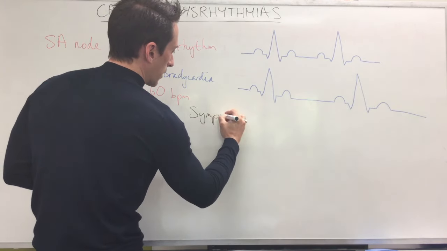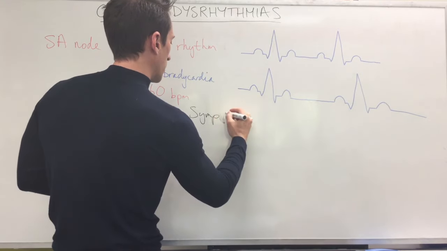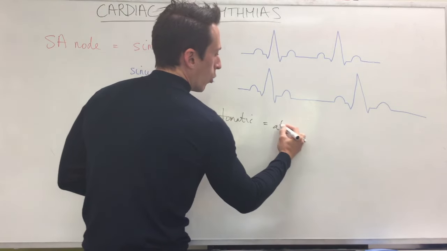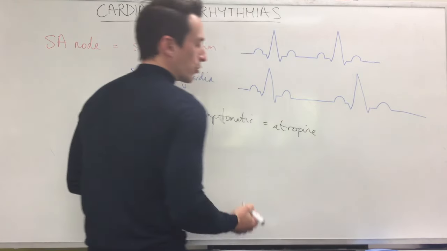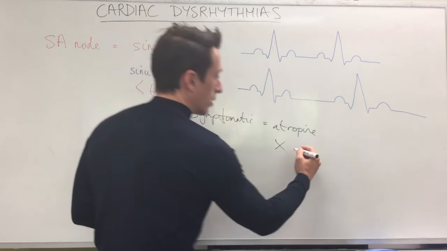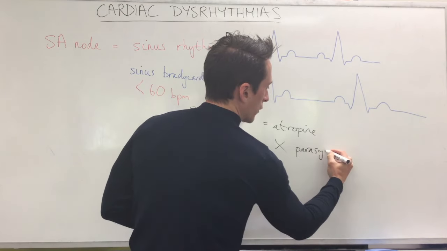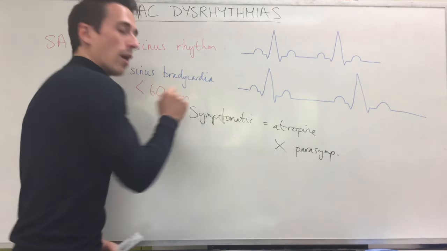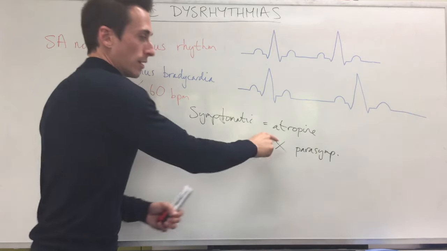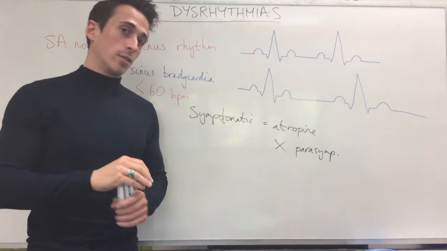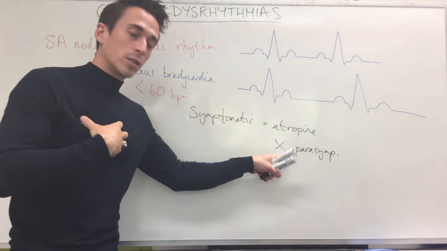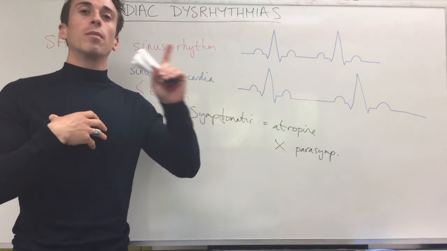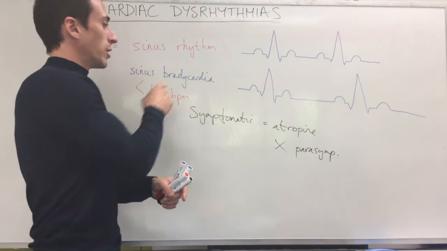So if symptomatic, atropine. Why atropine? What does atropine do? Atropine blocks the parasympathetic nervous system. Hopefully that makes sense now, because it's a slow heart rate, and if you activate the parasympathetic nervous system, you activate the vagus nerve and your heart rate slows down. So atropine blocks that. Blocking the slowing down of the heart can result in an increased heart rate. So atropine can be used in cases of symptomatic sinus bradycardia.